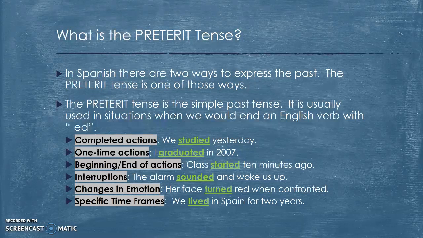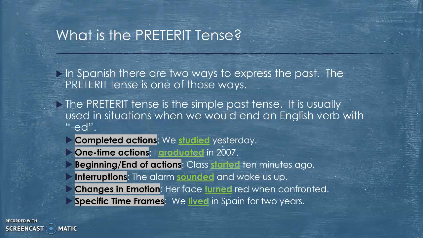But we do have specific uses for the preterite tense, and those are highlighted here. We use it for completed actions, one-time actions, to indicate the beginning or the end of an action, for an interruption, for a change in emotion, or for something that occurred within a specific time frame. In other words, we know the beginning and end point of the action.